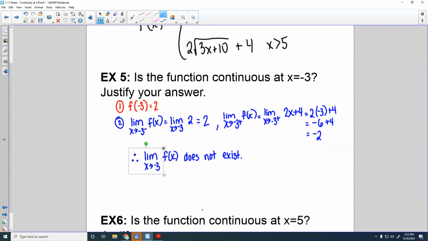And if any of the parts fail, so if f is not defined, if the limit does not exist, or if both of them are defined but they don't equal each other, then it's failed and it's not continuous. So we don't have to worry about whether or not these two are equal, because it's not continuous. We're going to skip down to the conclusion. I'm going to use another therefore. F of x is not continuous at x equals -3.